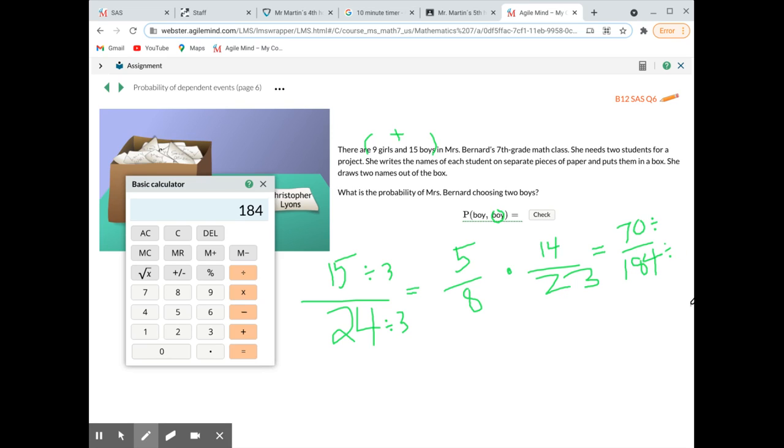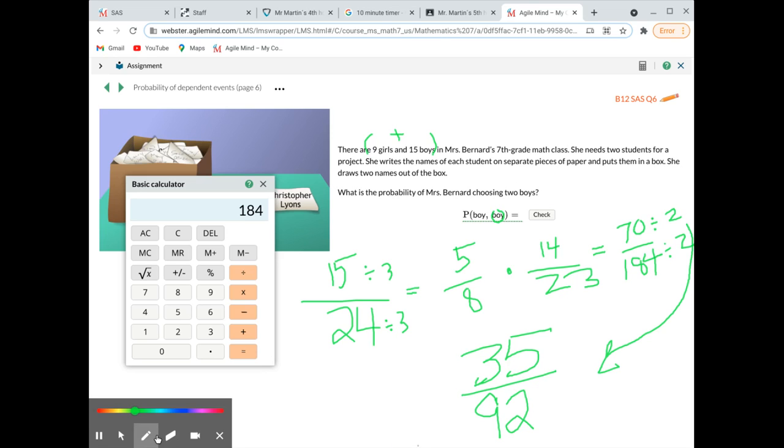70. Well, I tried it earlier and it's not divisible by it. By 2. It is divisible by 2. Good job. What is 70 divided by 2? 35. Good. And what's 184 divided by 2? 92. Yeah, 92. Because 4 divided by 2 is 2 and 18 divided by 2 is 9.